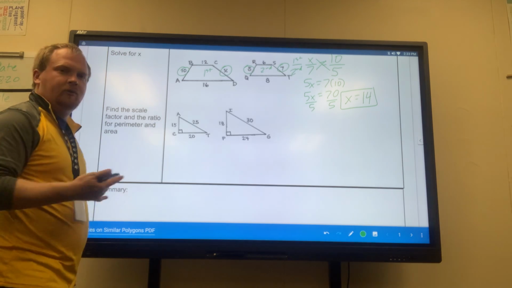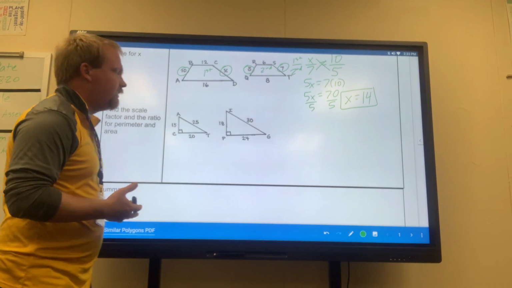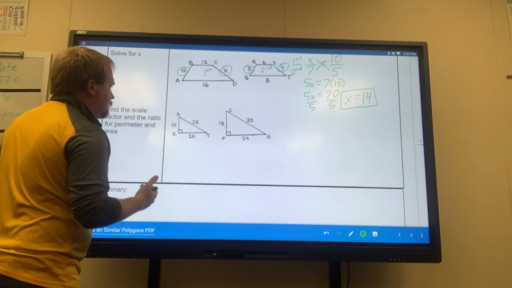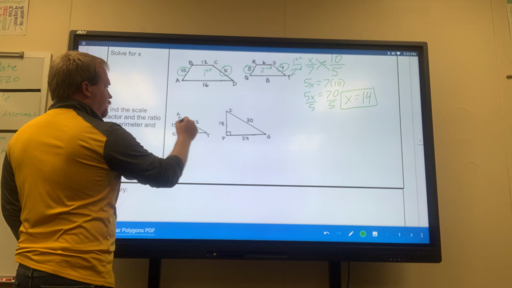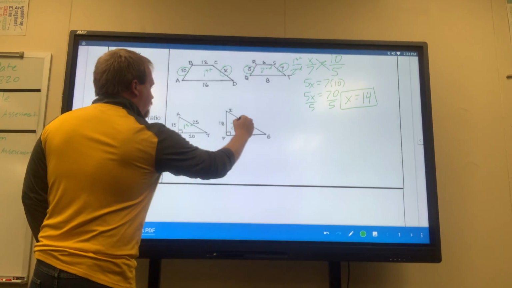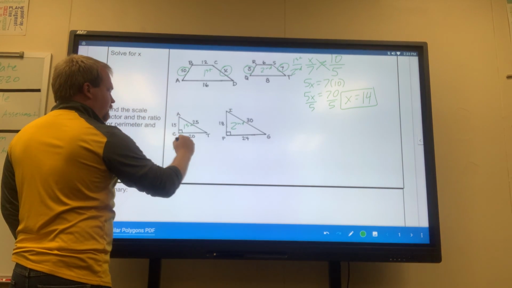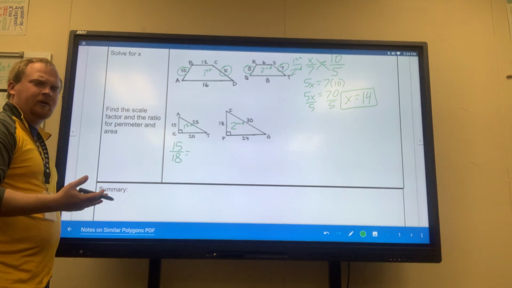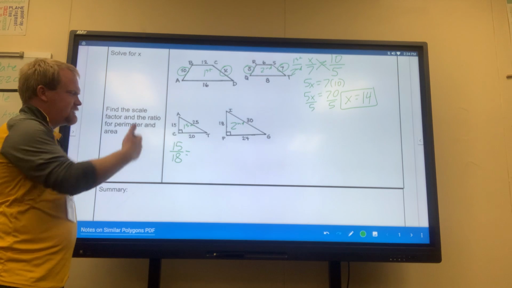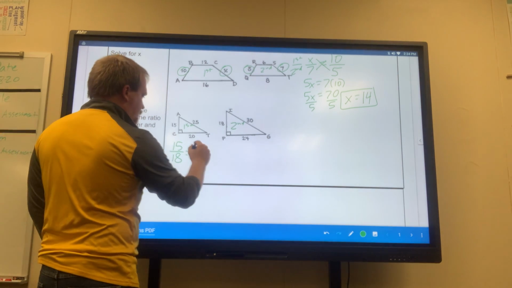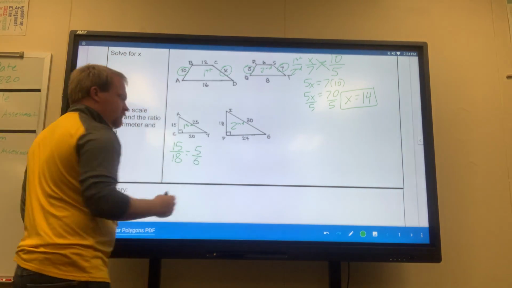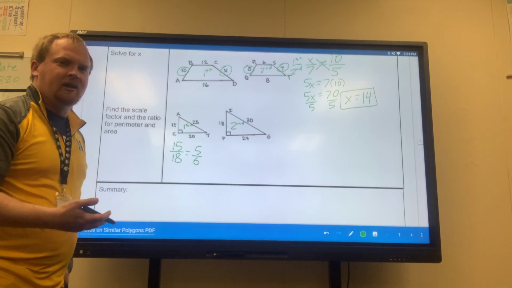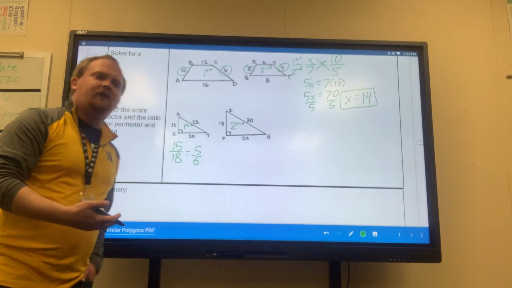So one of the things that goes on here is that if I want to find the scale factor, remember, I just have to do the first figure over the second figure. So in this case, 15 over 18. If I simplify it, I just have to divide both by 3. That gives me 5 over 6, and that's the ratio, or the scale factor.